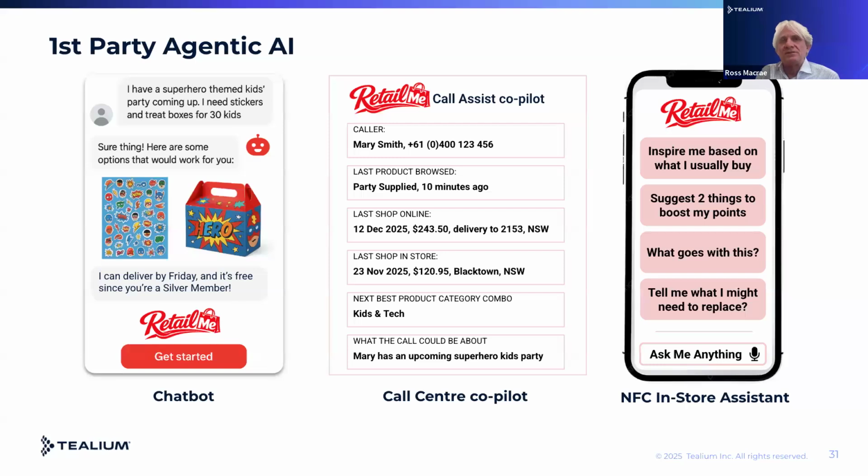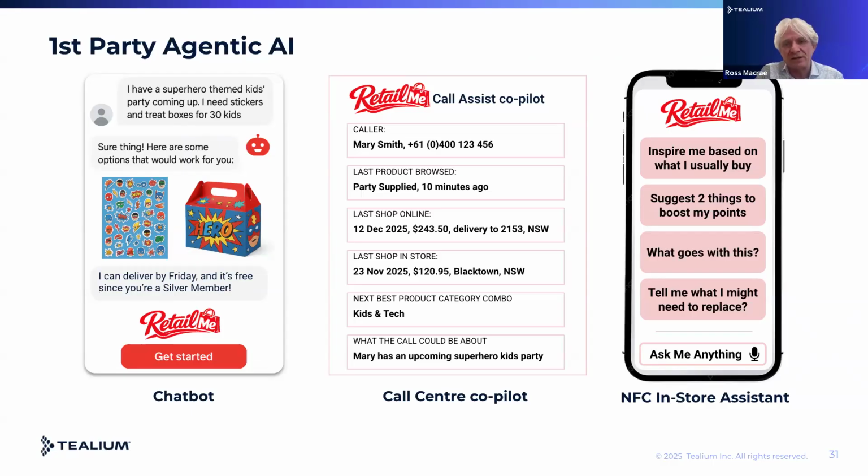In the middle, this is an example of a contact center co-pilot. Not only does it have access to the real-time omni-channel profile, as you see here, but it uses that data to infer what the customer might be calling about. At the bottom, you can see Mary has an upcoming superhero kids party. This is what she could be calling about. How do we know this? Well, in this example, we've had a chatbot interaction which is telling us as much. So that's a contact center co-pilot.